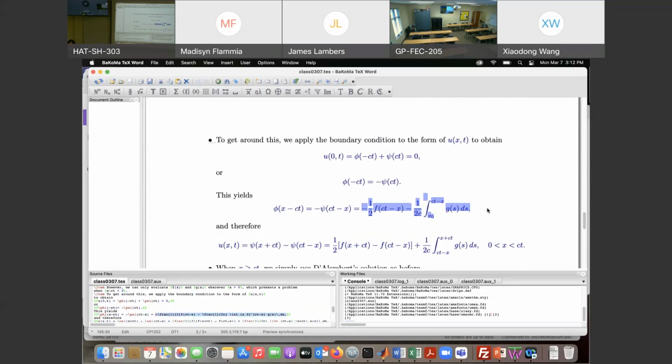So now, whenever x is less than ct, this is my solution formula. So psi of x plus ct that I had before, and then phi of x minus ct is now equal to this. So now I put all that in here, and I get something that closely resembles the Lambert solution formula. But look at the differences.